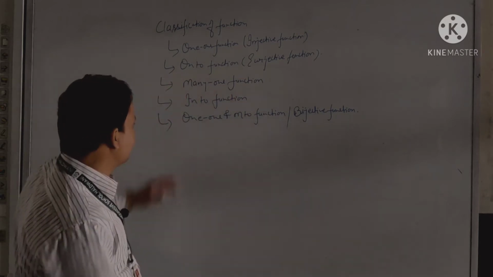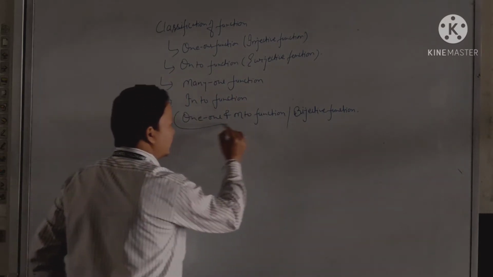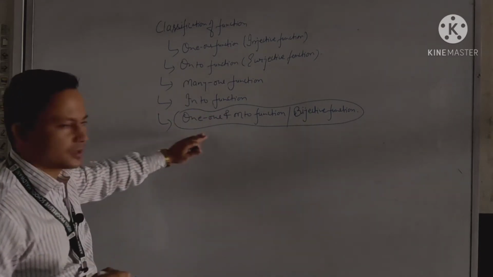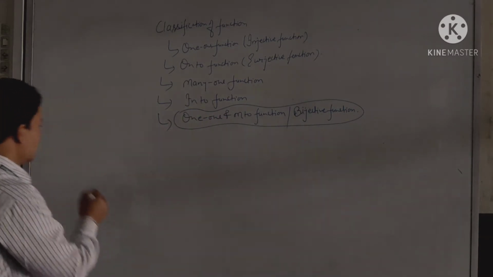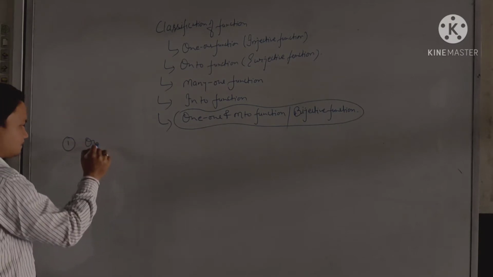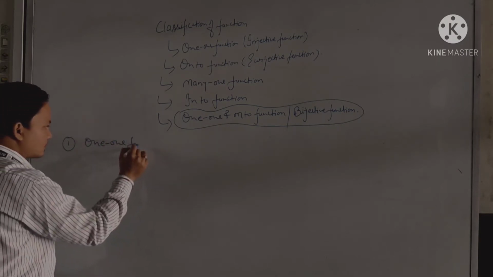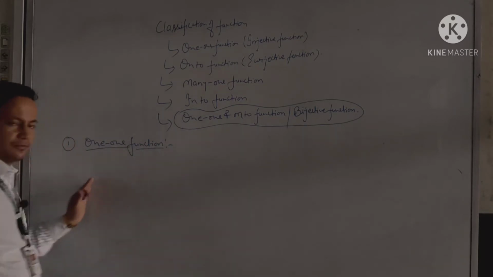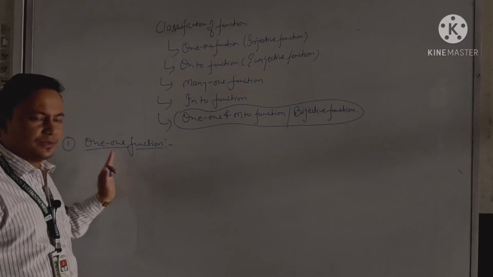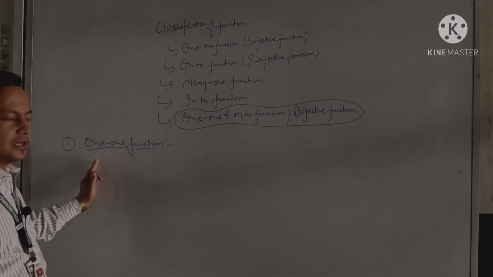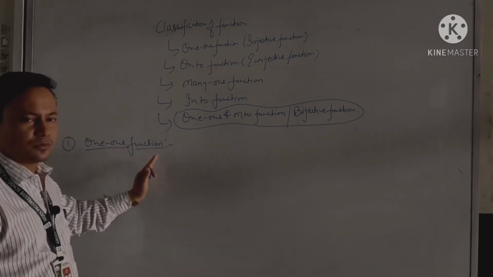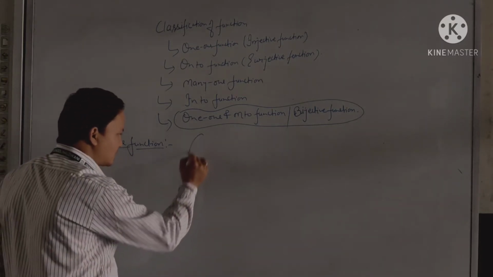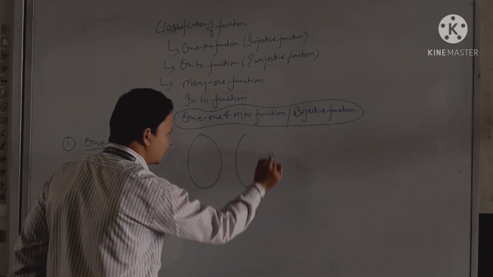Okay, so our focus will be on one-one and onto function, because each and every year there will be a question from this particular topic. Okay, so starting with one-one function. Any function is said to be a one-one function if the association between the elements of domain and the elements of codomain is a one-to-one association. Okay, we will explain it by pictorial diagram.